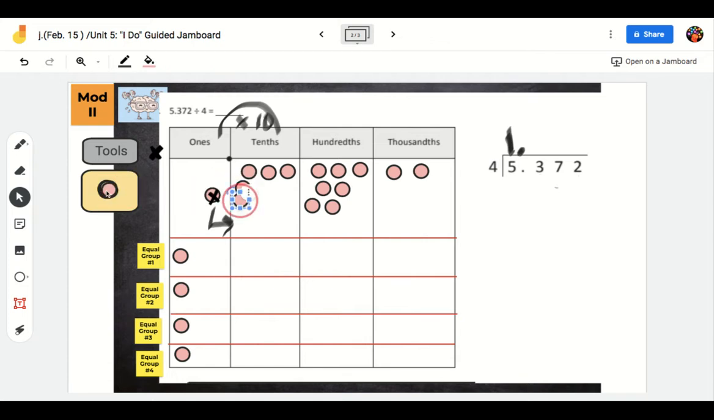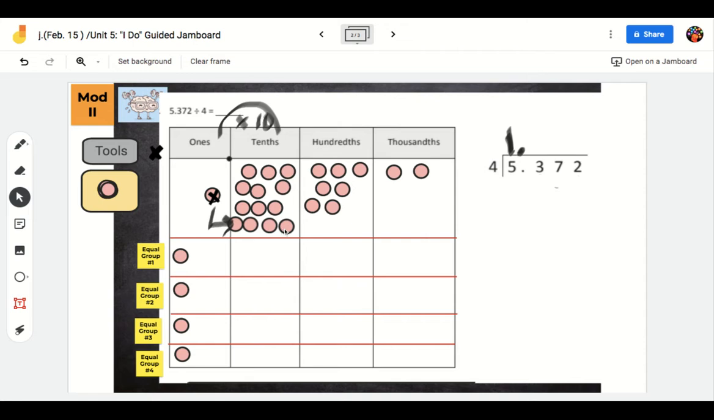1, 2, 3, 4, 5, 6, 7, 8, 9, 10. Plus the 3 that I had here already, right? So how many should I have in here? 1, 2, 3, 4, 5, 6, 7, 8, 9, 10, 11, 12, 13. 13.